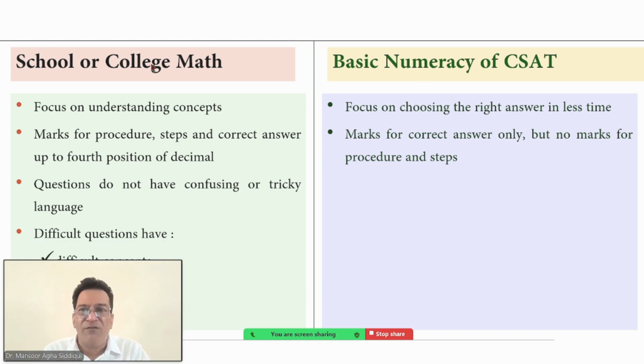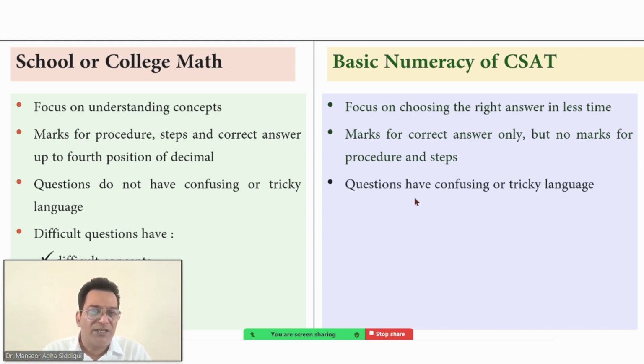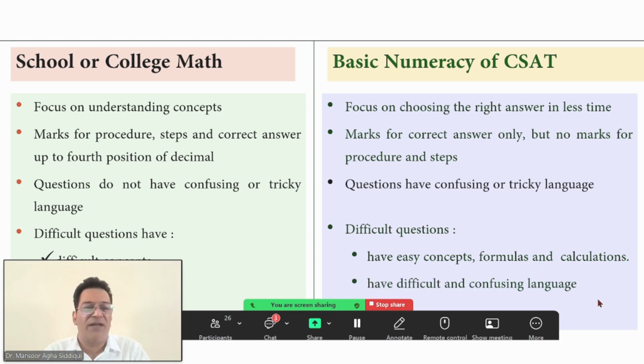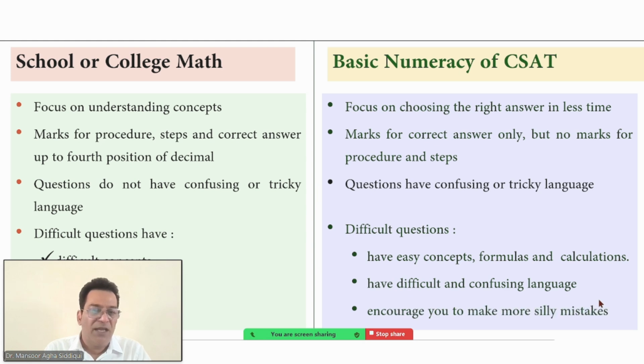Basic numeracy is not a reflection of school or college level maths. Even though the topics remain the same, it is the same arithmetic, algebra, geometry, and modern maths. Questions will have tricky language, confusing language. The focus of the questions will be upon encouraging you to make a mistake. So difficult questions will have easy concepts, they will have easy formulas and calculations, but they will have difficult and confusing language. They will encourage you to make more and more number of silly mistakes. This is the difference between basic numeracy of CSAT and college level mathematics.